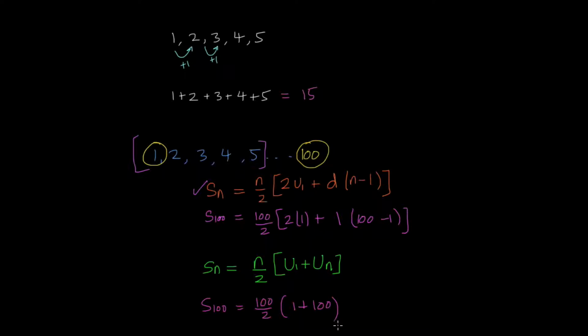Now, you might already have noticed that both these formulas give us pretty much the same result, because if I just solve what's inside the bracket here, I have 100 minus 1, which is 99, times 1, which is still going to be 99, plus 2. So 99 plus 2 is 101. And here I have 100 plus 1, which is 101. And outside the bracket, we have the same value.